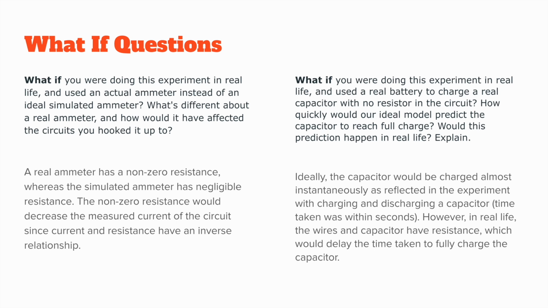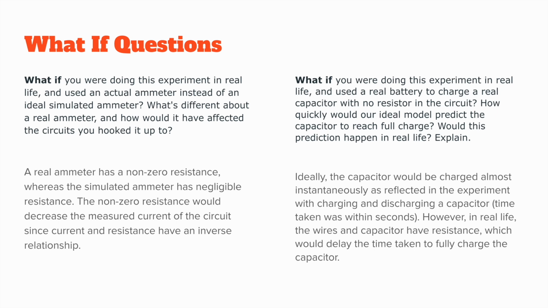For the what-if questions: if we were doing this in real life and used an actual ammeter instead of a simulated one, the current measured would be lower because real ammeters have non-zero resistance, whereas the simulated ammeters have negligible resistance. Because current and resistance have an inverse relationship, the measured current would decrease as the resistance increases.